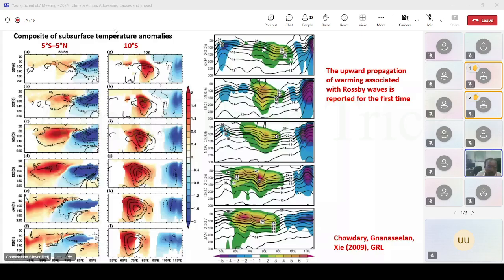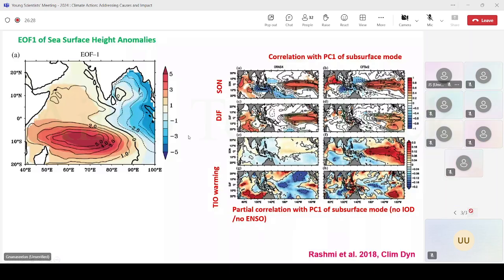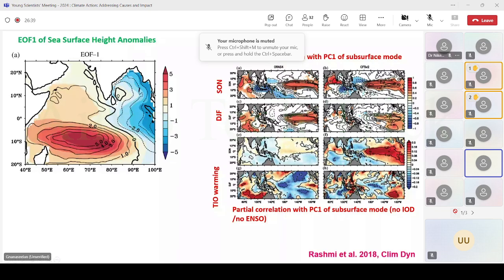And this also, the similar strong north-south pattern is also seen in the sea surface height, the EOF pattern. So another important thing: if you recall, the basin-wide warming is triggered by, or explained mostly by, the ENSO forcing, because we could see that in the Niño 3.4 correlation.